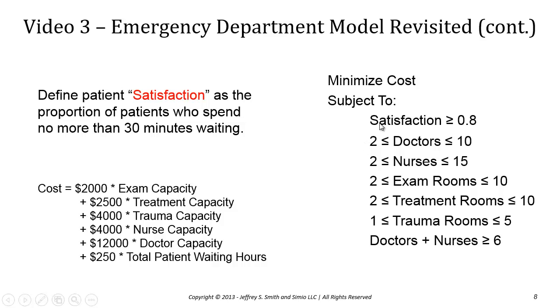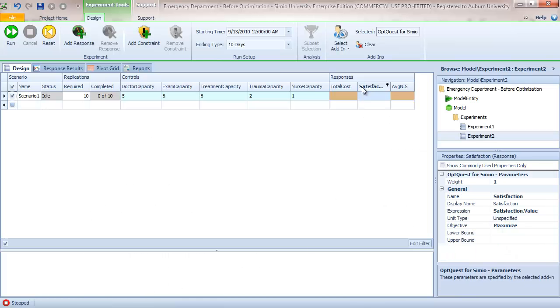And so we need to set the satisfaction to be greater than or equal to 0.8. We're going to do that by going to the satisfaction response and simply setting the lower bound to be 0.8. And note again that Simio can only determine whether or not this requirement has been met after a run. So the run value can't be used to help structure the configuration that OptQuest runs, but it can be used to exclude potential solutions.